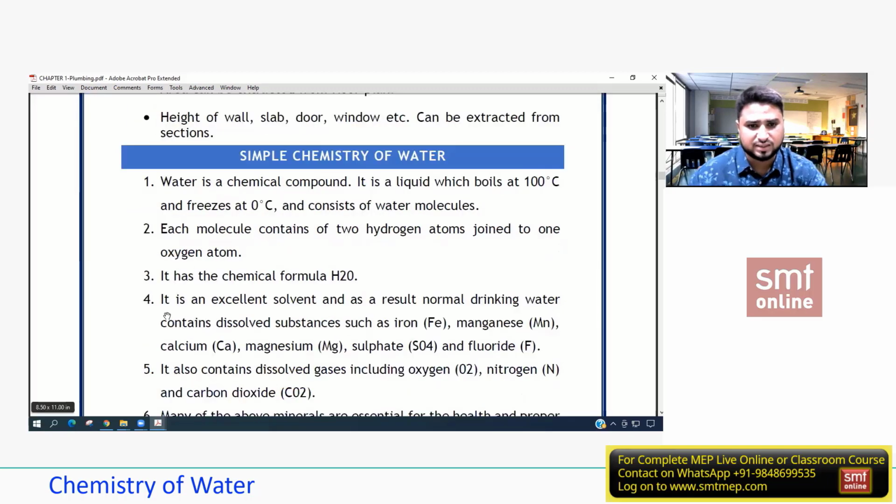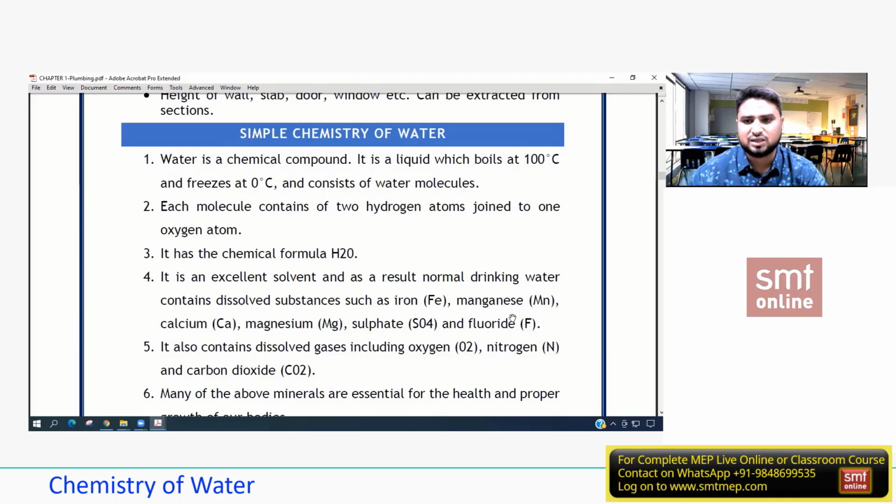Following online? It's an excellent solvent. Why? Because there are a number of minerals dissolved into it, and it can be dissolved into any kind of matter over there. Yes or no? So it's an excellent solvent, I can say. And as a result, normal drinking water contains dissolved substances such as iron, manganese, calcium, magnesium, sulfate, and fluoride. So these are all kind of solvents over there. And these have a very good impact on human health.